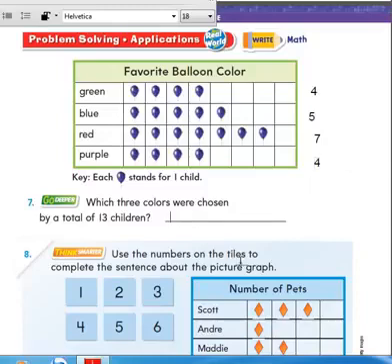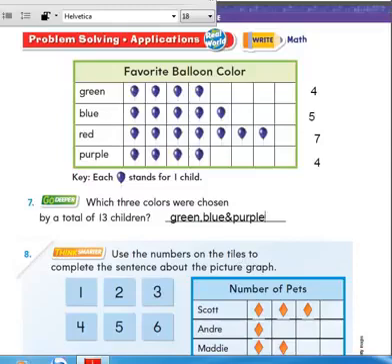So which colors are these? Yes, the green, blue, and what? And purple. Okay.